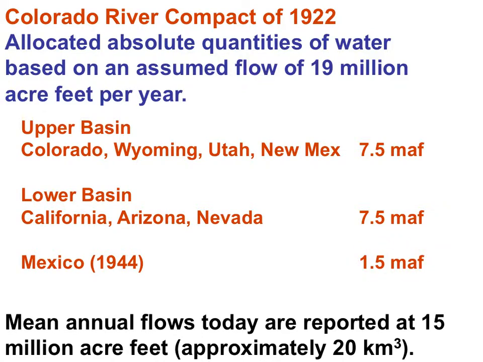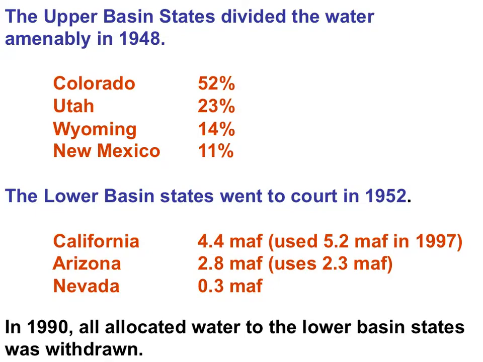The problem was that the assumed flow of 19 million acre-feet was a high value. Average flow rates have been less than 19 million acre-feet since 1922. In 1948, the upper basin states divided the water amenably, but the lower basin states went to court in 1952 to settle their differences over water use. California was granted the largest share of the lower basin states' allocation.